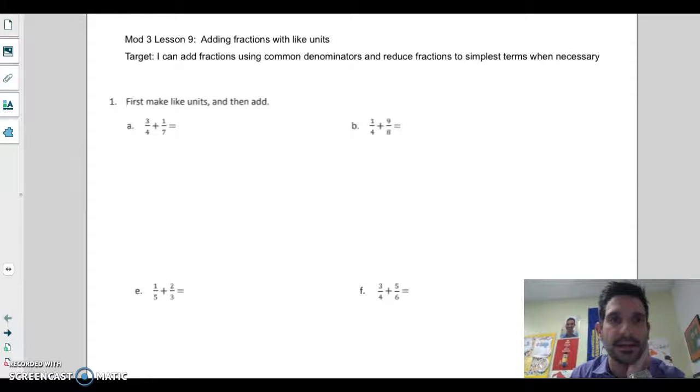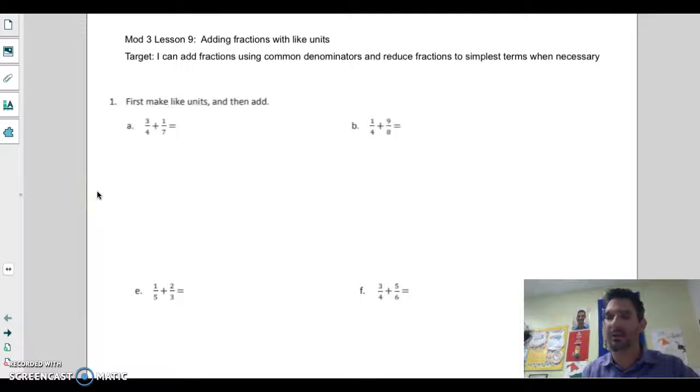Okay, guys, lesson 9. So now we're just going to add fractions using common denominators and reduce fractions to simplest terms when necessary. So make them like units and then add. So basically, I like to write them vertically so I can make equivalent fractions.